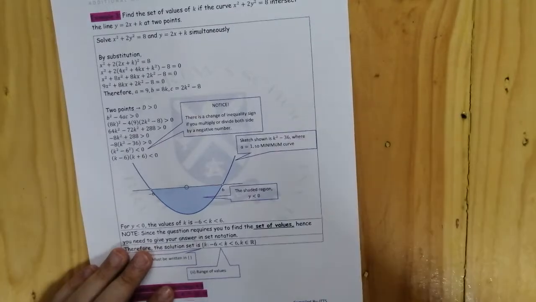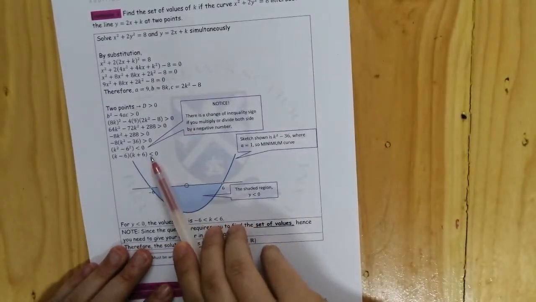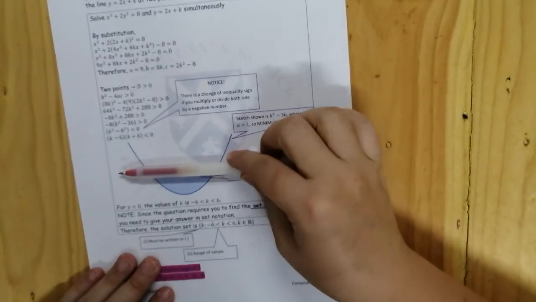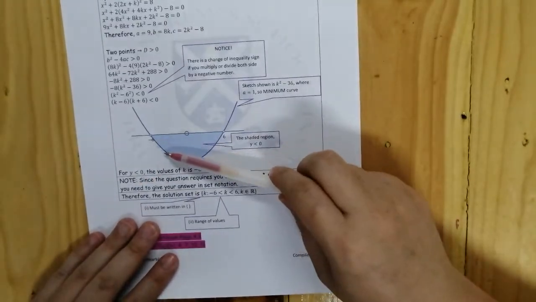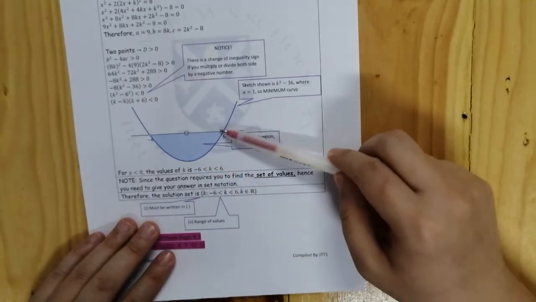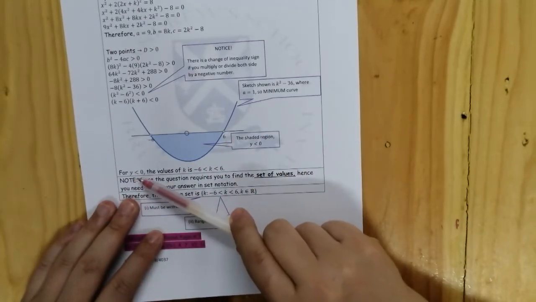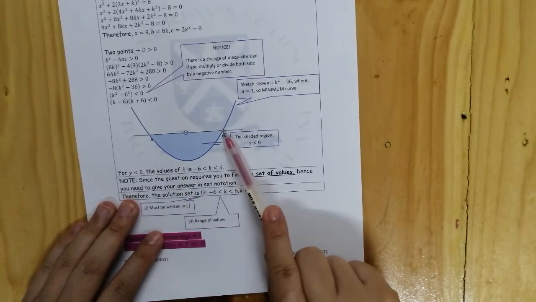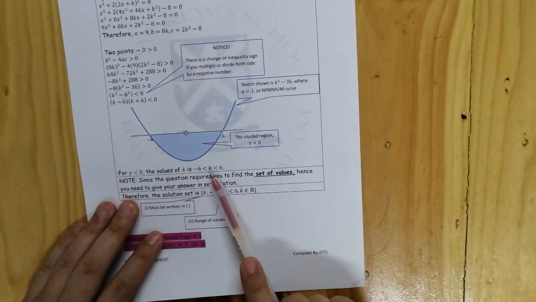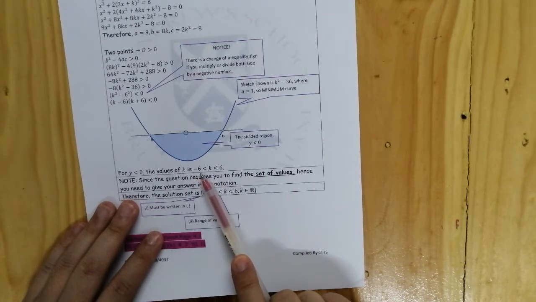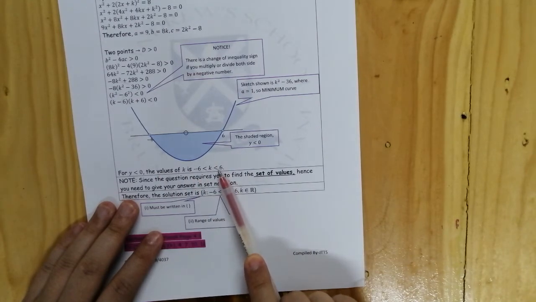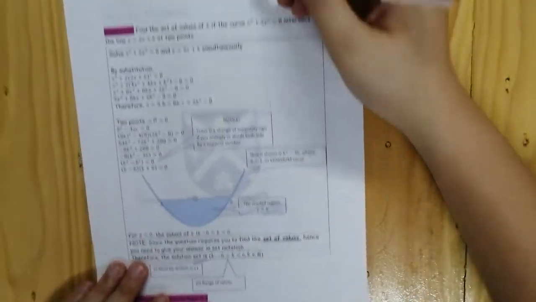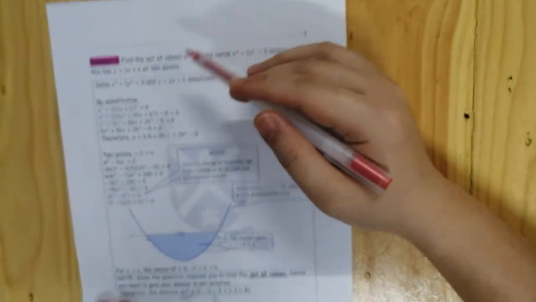It's a smiley face. Because the region that we are looking at is less than 0, less than 0 means anything below our horizontal line. Therefore we are looking at this region shaded in blue color. So for y less than 0, the value will be between negative 6 and 6, which means that k will be bigger than negative 6, but smaller than 6.